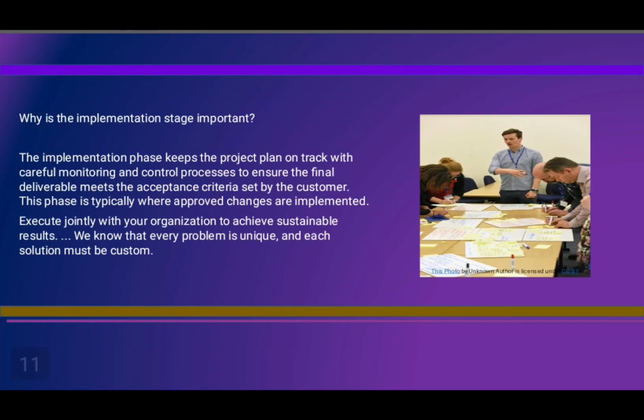Why is the implementation stage important? The implementation phase keeps the project plan on track with careful monitoring and control processes to ensure the final deliverable meets the acceptance criteria set by the customer. This phase is typically where approved changes are implemented. Execute jointly with your organization to achieve sustainable results. We know that every problem is unique and each solution must be custom.